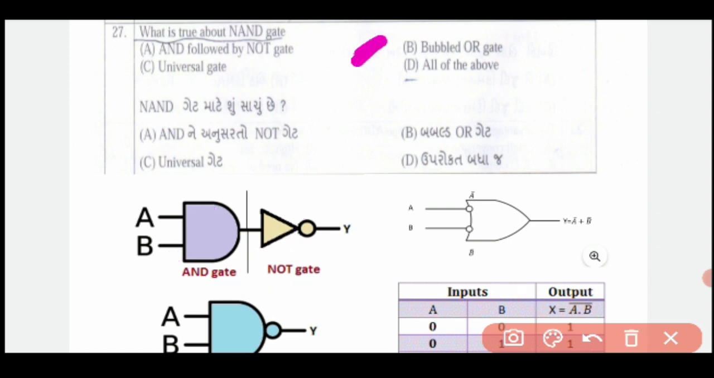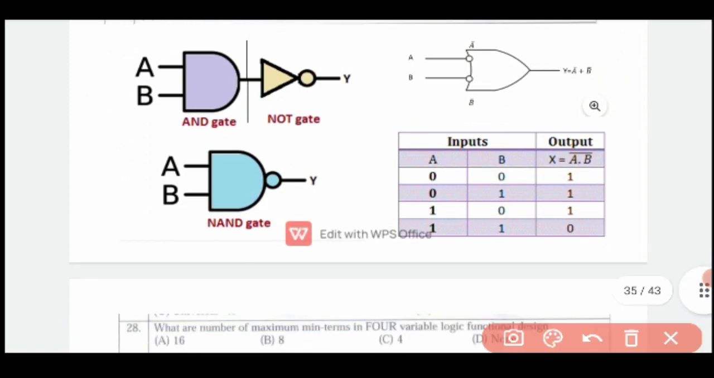Here option B is bubbled OR. These are A and B, and these are the two bubbles. This gives A bar, B bar. Now the final result is A bar plus B bar. Using the given formula you can find the exact result of the bubbled OR gate. NAND gate and NOR gate are universal gates, and this is the bubble.